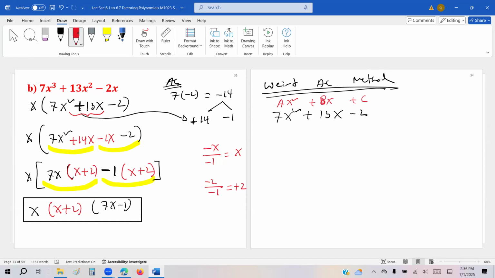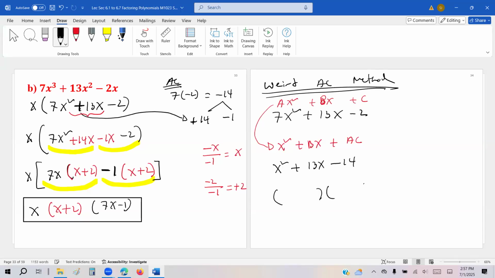Now in the weird AC method, we are going to rewrite this into this format: x squared plus bx plus ac. So this will turn into this. What does that mean? We are not going to write 7, we are going to write only x squared. And then we have 13x, we are going to keep 13x. But we are not going to write only c, instead we are going to write a times c. So what is a times c? Negative 14.